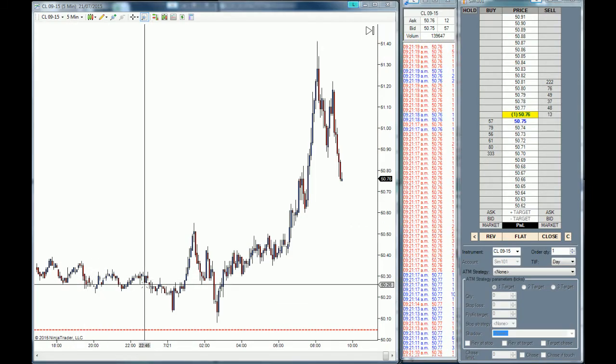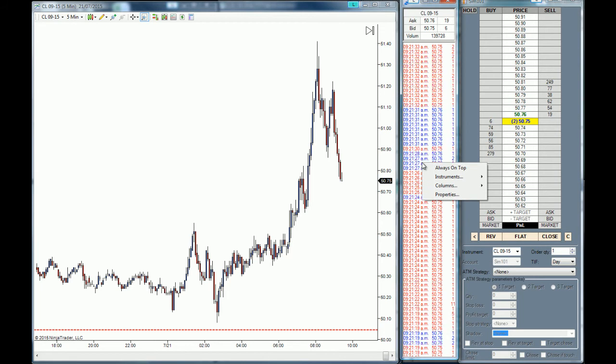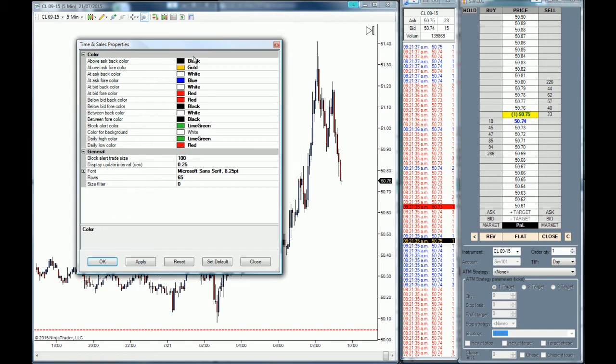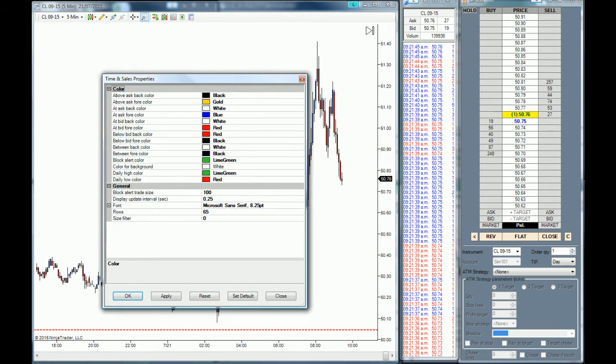Okay, right here we have the same Time and Sales crude oil November contracts window with the Super DOM, of course, and the chart. What we're going to do is right click on the Time and Sales window and click on properties. This will prompt out the Time and Sales property window, which we are going to work on right now. Now, the first thing we are going to color code is when a trade hits the bid or hits the ask.